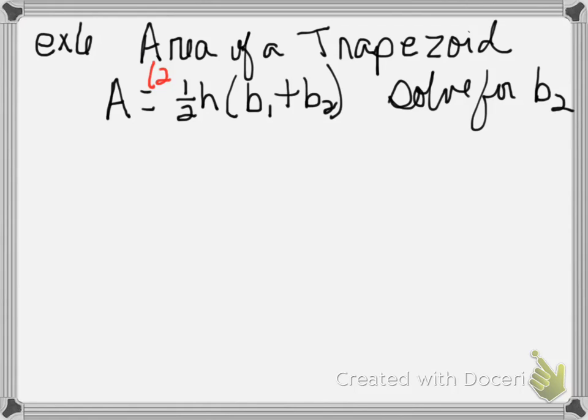Well, first we've got to get rid of that 1/2 and we've got to get rid of the h to get inside that parentheses. We're going to multiply both sides by 2 because our goal is to get rid of that 1/2. So to get rid of the 1/2, we're going to multiply by the reciprocal. So I'm going to multiply both sides by 2 over 1, which is the same thing as 2.